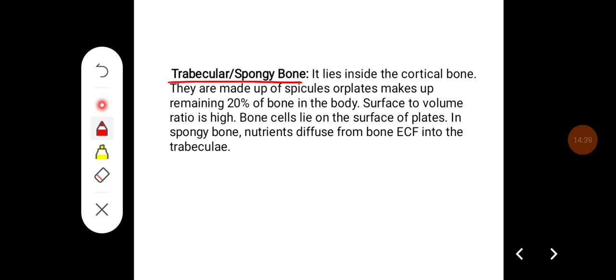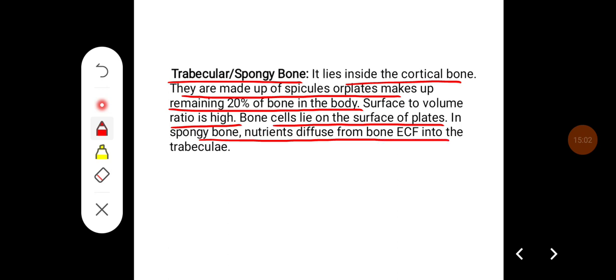Trabecular or spongy bone lies inside the cortical bone. They are made up of spicules or plates and make up the remaining 20% of the bone in the body. Surface to volume ratio is high. Bone cells lie on the surface of plates. In spongy bone, nutrients diffuse from ECF into trabeculae.